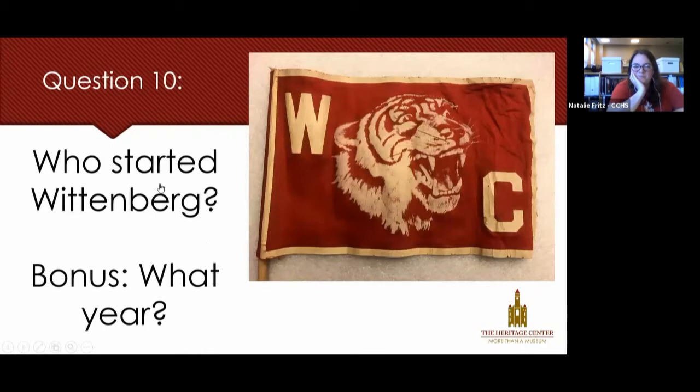Question 10. It's a two-parter. So the first question is, who started Wittenberg? So we're looking for the name of the founder. And the bonus question is, what year was Wittenberg founded? You can see this flag here is from Wittenberg College. Now it's a university.